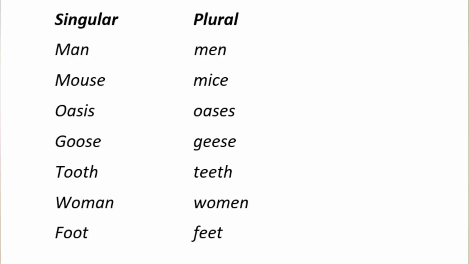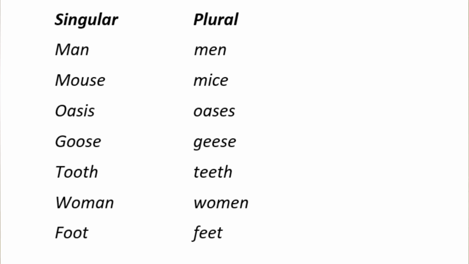So how can I exceptionally form plural from these words? It is by changing one or more vowels. We have singular and plural words here. Man, mouse, horses, goose, tooth, woman, and foot. So what do you have to do in this case if you are confronted with these words and you need to change them to plural?